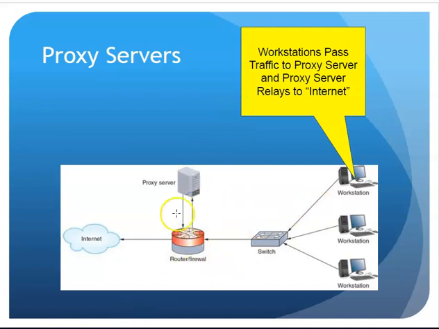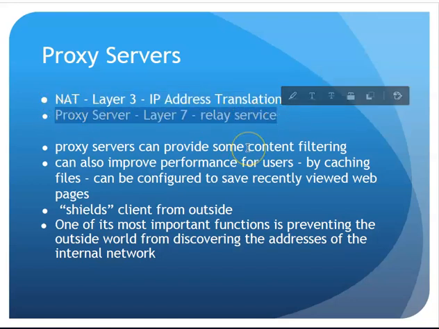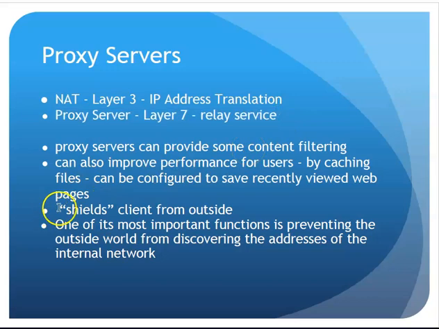So this can be sitting right here in the middle, so that all the traffic from inside hits this and it forwards it on. It almost acts like a little shield to protect the users and the workstations in the network. Thinking back, NAT at layer 3, IP address translation, proxy server layer 7, that's your relay service. And again, this is shielding the clients from the outside.